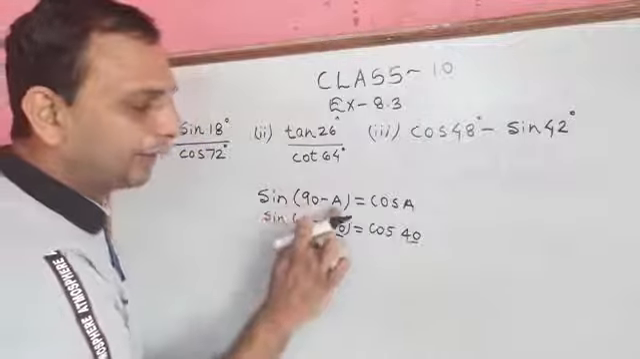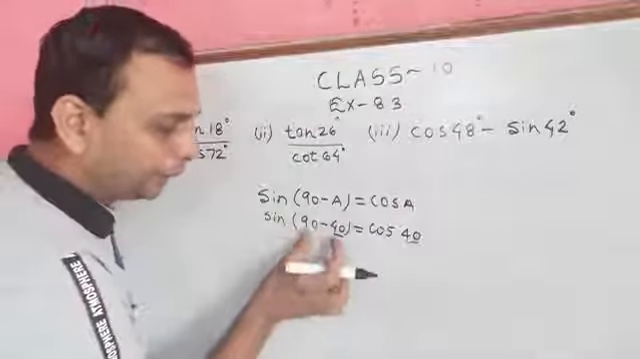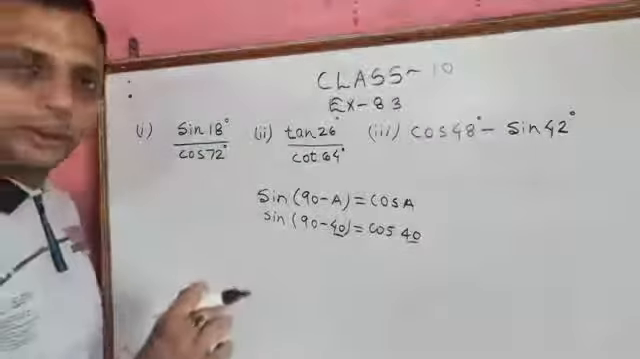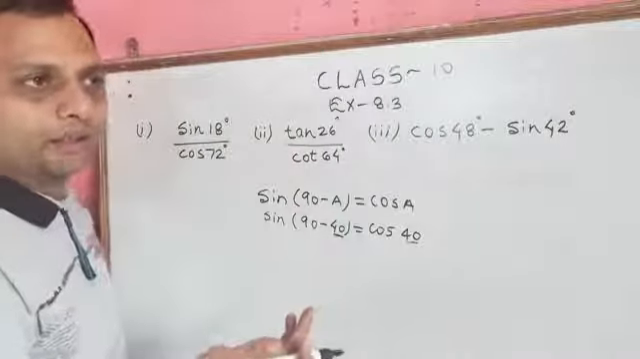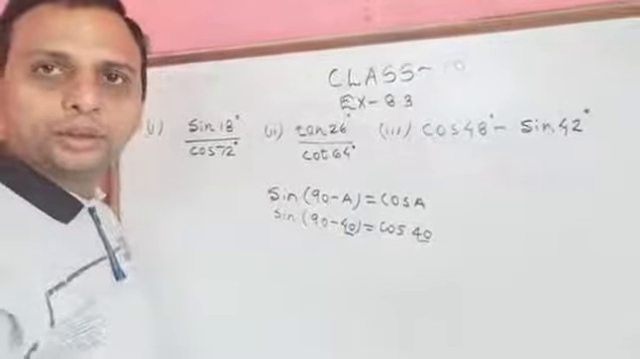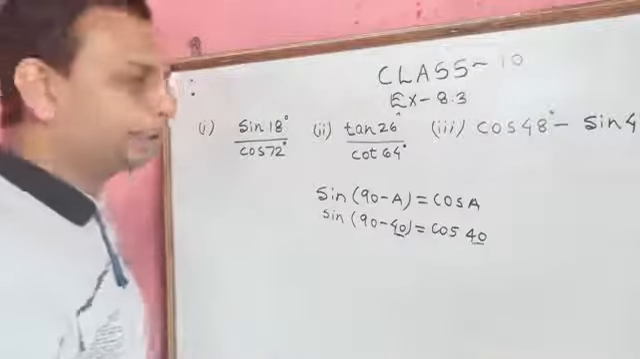So sin(90 minus A) equals cos A means the angle subtracted from 90 degrees becomes the angle of the cosine, here cos 40 degrees. I hope you understood this concept. There are other formulas also, 9 formulas in all. You can use the same method to solve the rest of the questions: the angle which is subtracted will be equal to the other trigonometric ratio.